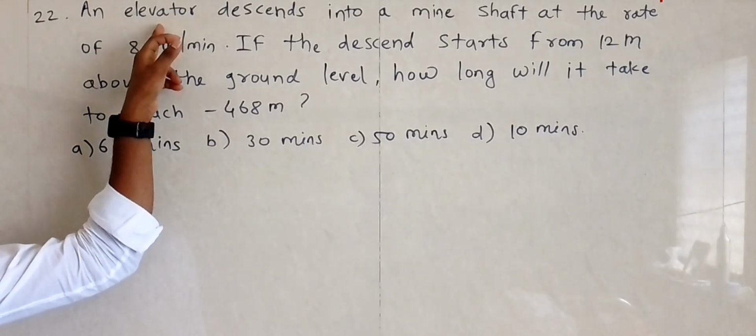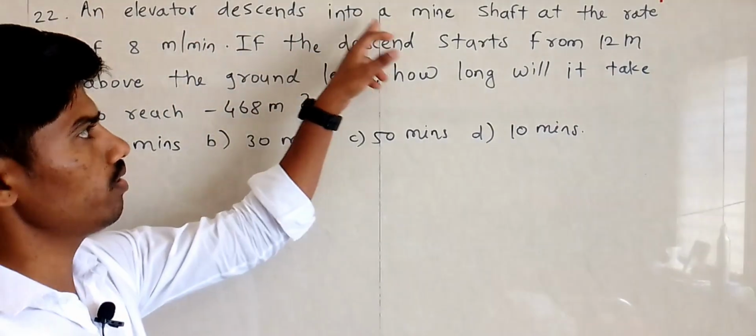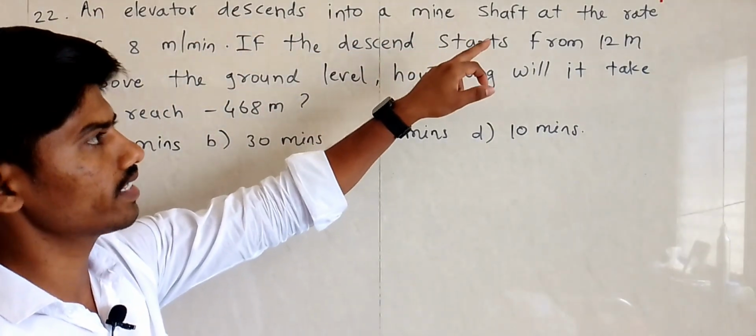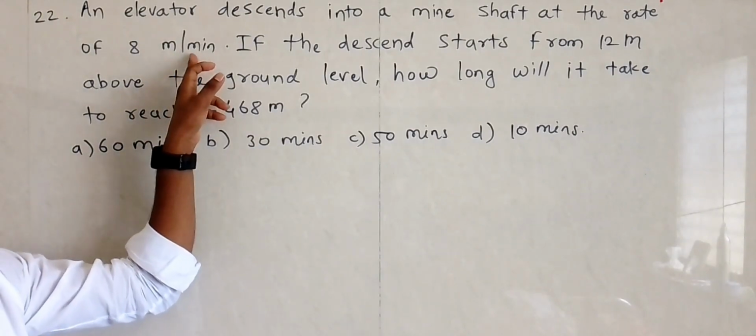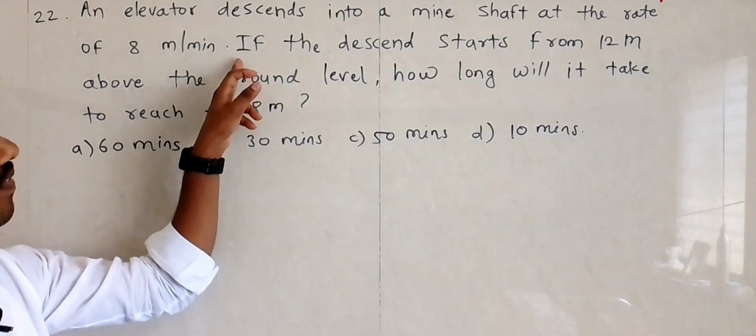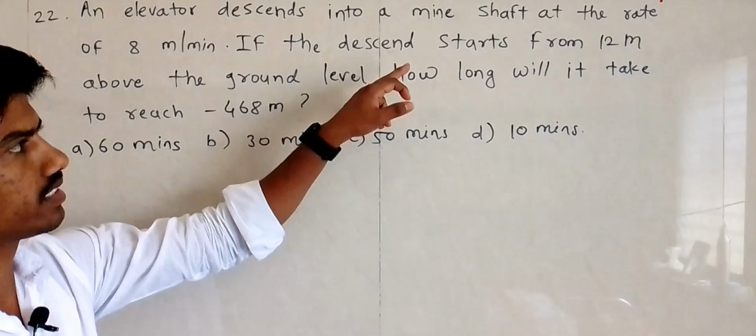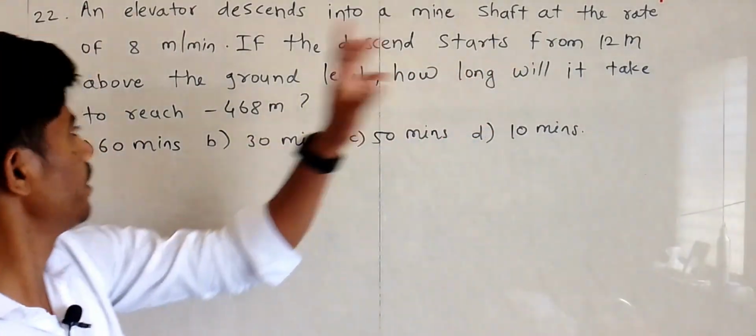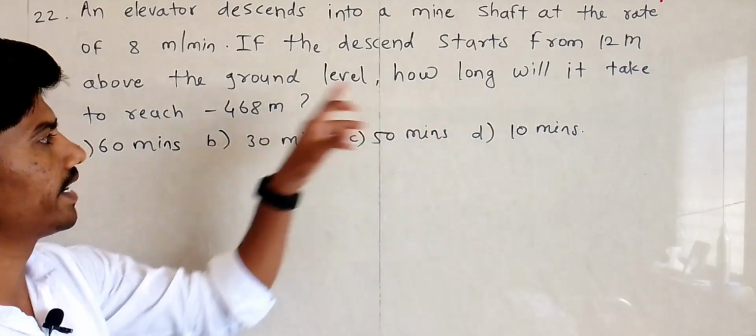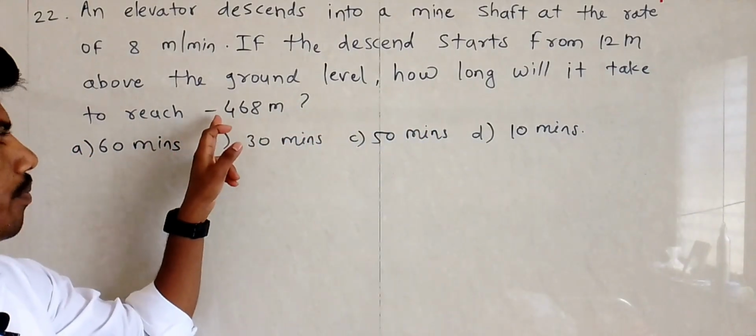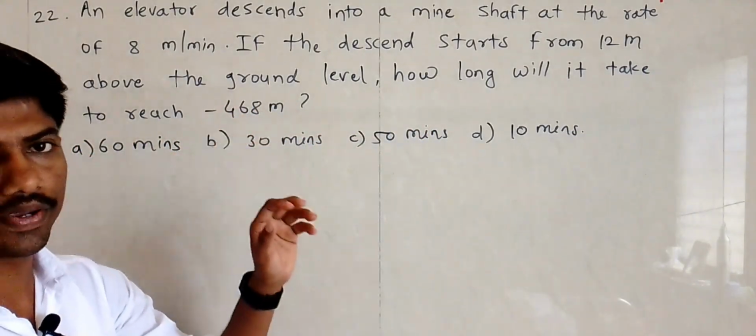An elevator descends into a mine shaft at the rate of 8 meter per minute. If the descent starts from 12 meter above the ground level, how long will it take to reach minus 468 meter?